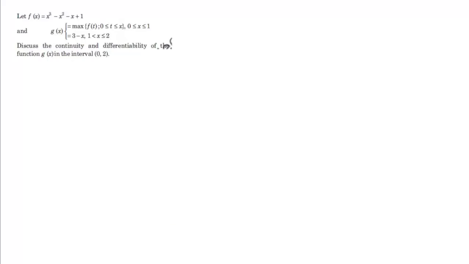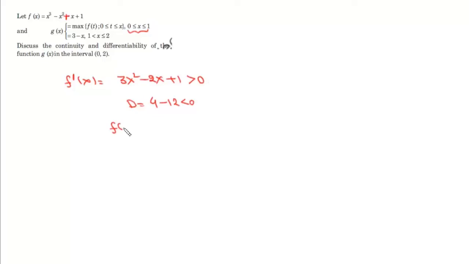Now here the question is, we are given this function f(x) as x cube minus x square, and I think here it should be this plus sign, plus x plus 1, and g(x) is max of f(t) when x lies between 0 and 1, and it is 3 minus x when x lies between 1 and 2. Now we look at this, f dash x will be 3x square minus 2x plus 1. Now D in this case will be 4 minus 12, which is less than 0. That means this is always greater than 0.